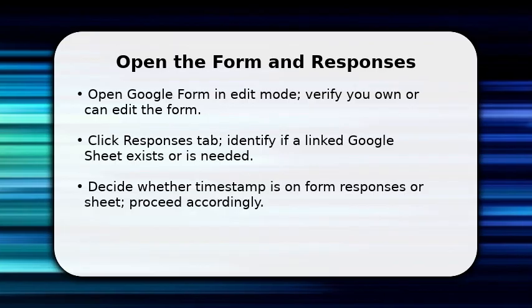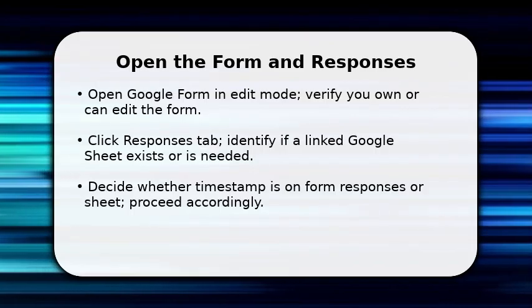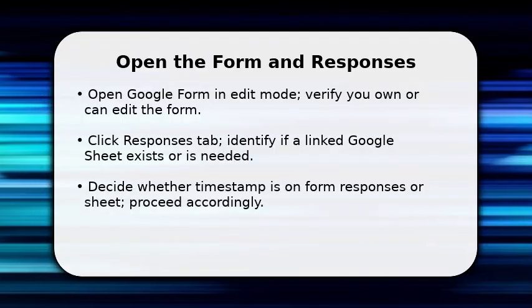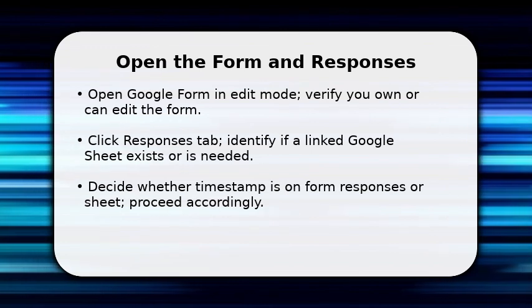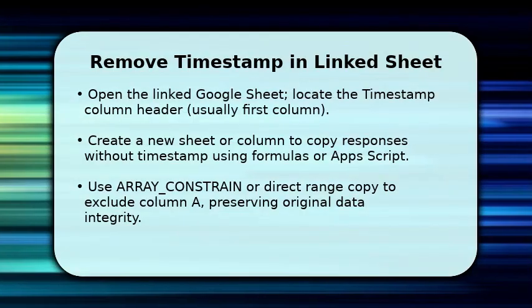If not, link a sheet now so you can remove timestamps reliably. This step prepares the data destination. It matters because removing timestamps in the sheet is the only consistent method that preserves answers, while eliminating the automatic date/time field. You now switch to the linked Google Sheet and isolate the timestamp column, typically column A.